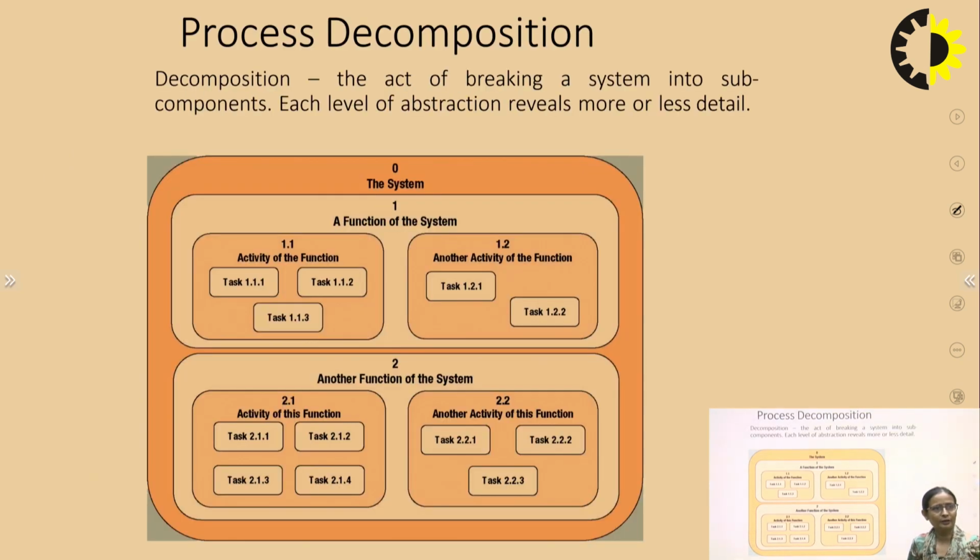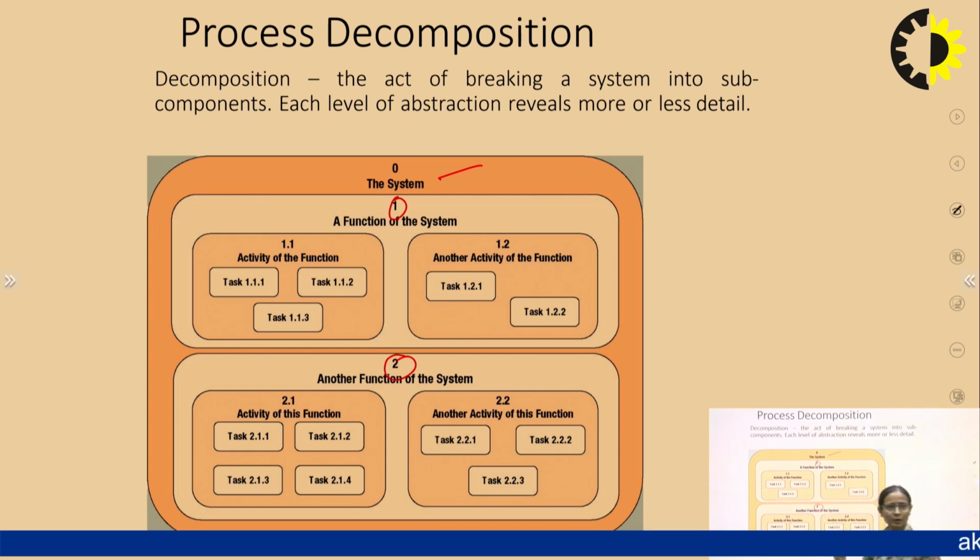So how do we decompose the process in a DFD? At the upper part, we have the system, that is level 0. We are aware that a single system comprises many functions. So let's suppose this is my function 1 and this is my function 2 of the system. Now we decompose it further, and these are the activities of the function. For example, I am calculating the salary and checking whether the salary has reached some particular base point or not. For that, I have two activities.